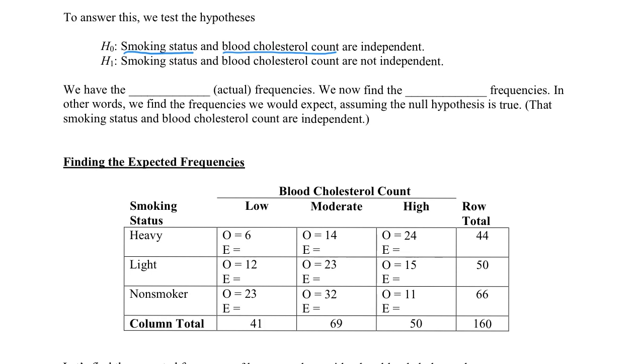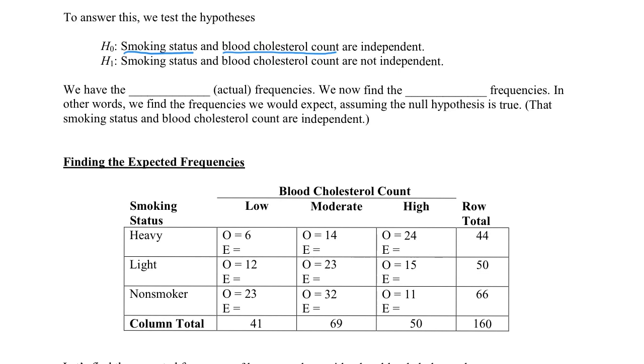Then we're going to use our chapter 4 and 5 formulas, mainly 4, to figure out probabilities based on these being independent. So our null hypothesis is this thing and this thing, whatever they are. In this case, smoking status and blood cholesterol count are independent. The alternate hypothesis is that these two things are not independent.